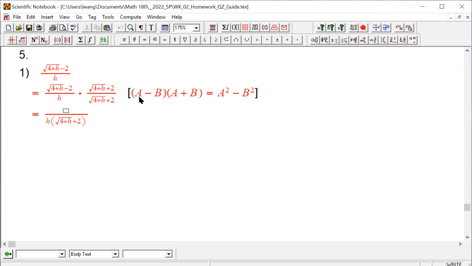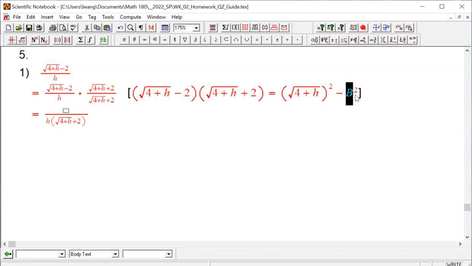All right, so our a is the square root of 4 plus h. That's our a, right? And your b is 2, so 2 squared. You can see the numerator will turn into something like that.